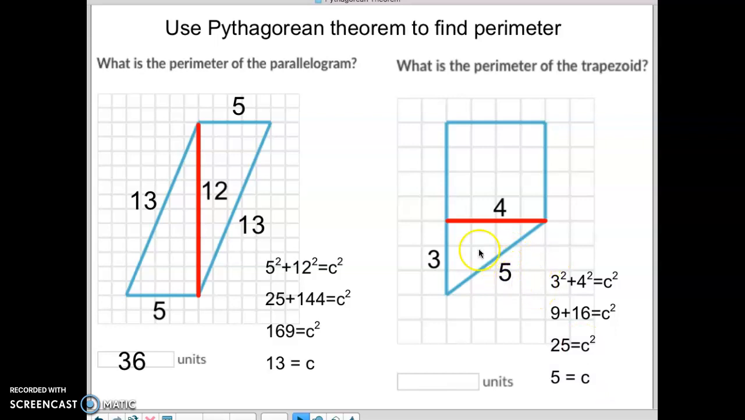Then, since we already have included these two, we just need the side length of this, this, and each of those are 4 each. Okay, so we're going to add our outsides there. 4 plus 4 plus 4 is 12. 12 plus 3 is 15. 15 plus 5 is 20. You'll notice we never count this inside piece right here.